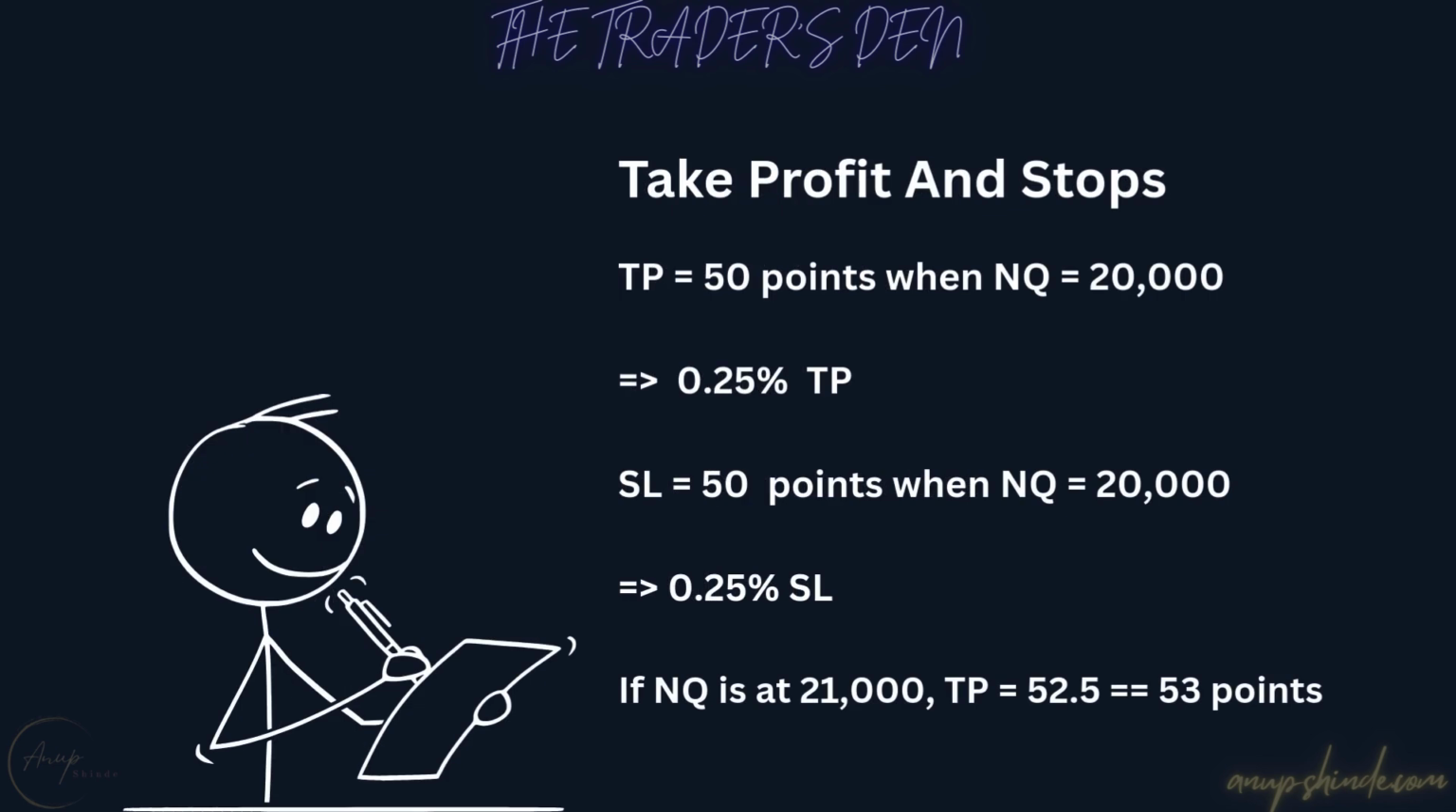When I refer to TP equals 50 points, that is valid when NQ is at 20,000. That is 0.25 percentage points, and those are rounded up in the backtest. So if NQ is at 21,000, TP equals 52.5, which is rounded up to 53 points. But to avoid confusion, whenever I refer to take profit or stop loss equals 50, assume that it is based on percentage points. And therefore the actual stop or take profit points will differ based on the entry price.